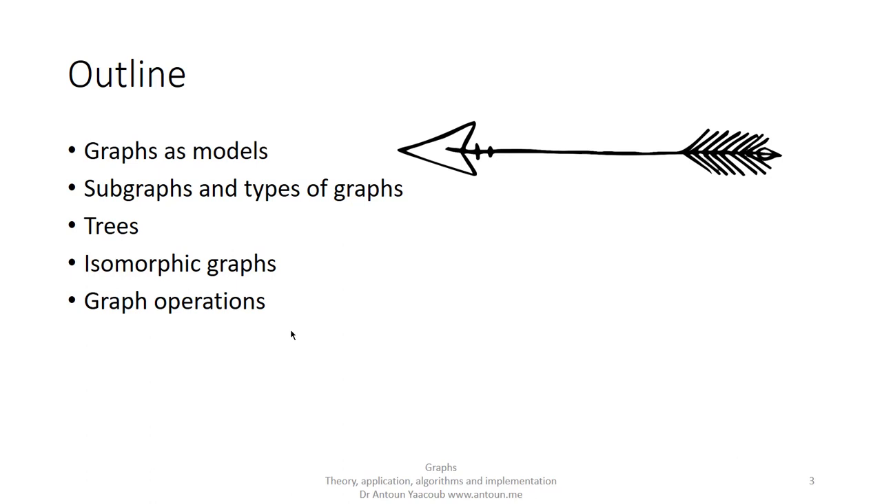We will see some types of graphs, what it means to be a subgraph or supergraph, and then talk about trees, which are a special kind of graph, and they are very widely used in other courses like data structures. We also covered isomorphic graphs, so how can we check whether two graphs are isomorphic, and we'll end up with some graph operations.